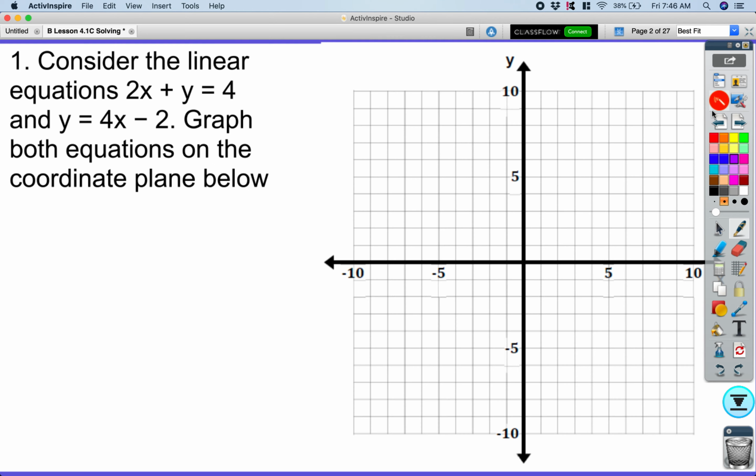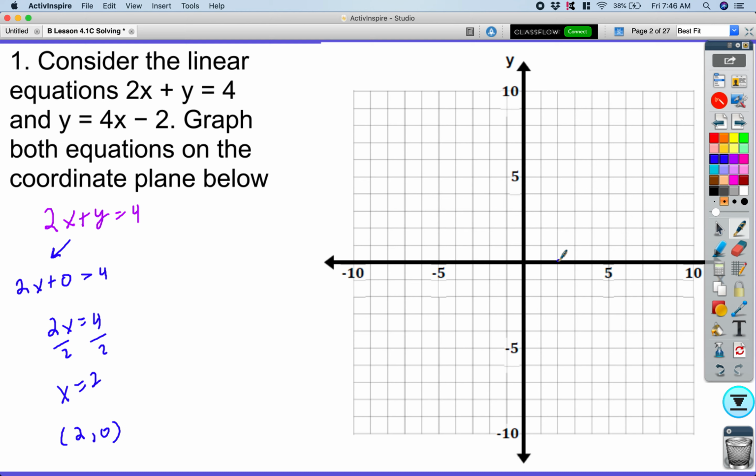The first thing is, it says consider the linear equations 2x plus y equals 4 and y equals 4x minus 2. Now what we want to do is graph both equations. If I start with 2x plus y equals 4, this is written in standard form, and to graph it in standard form, I would find the x-intercept by plugging in 0 for y. So we do 2x plus 0 equals 4. This gives me 2x equals 4. Divide both sides by 2 to get x equals 2. Therefore, I got an answer of 2 when I plugged in 0 for y, and that would be my first point.